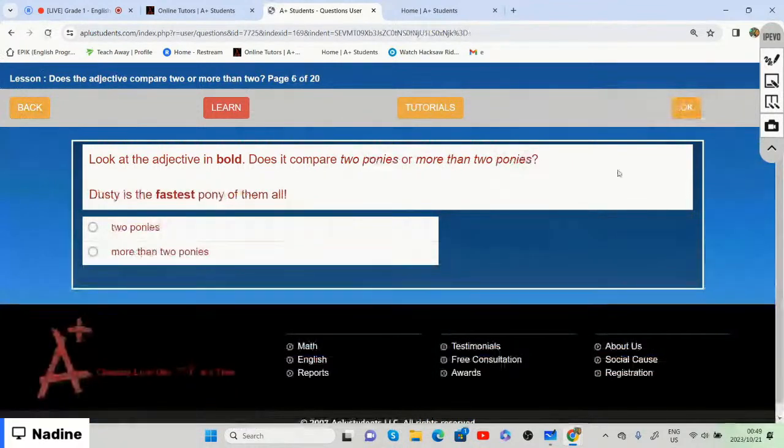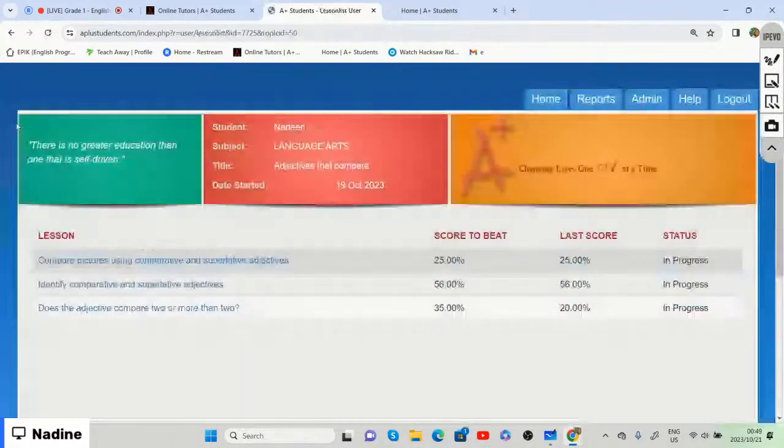So that is basically adjectives that compare. We have superlative adjectives and comparative adjectives. With comparative adjectives, we compare two people, animals, places, or things to another thing. But in today's lesson, we mainly focus on whether it is comparing two or more than two.